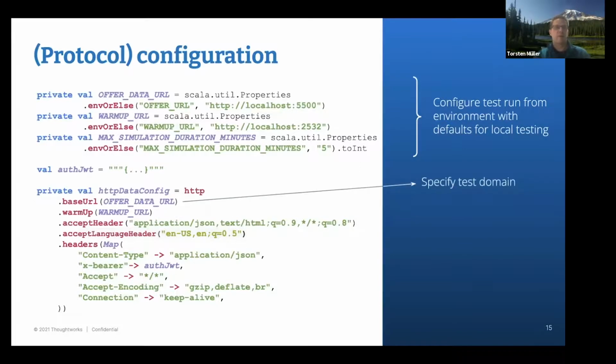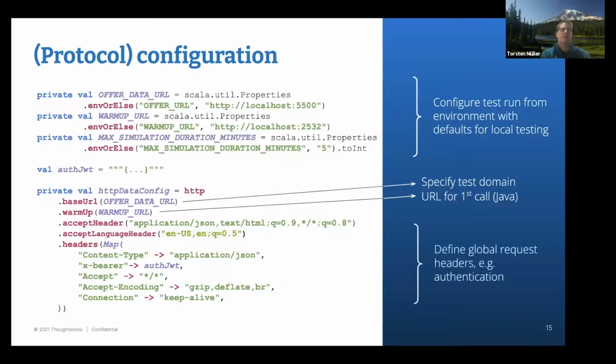Then for the requests, they're always going to go against the same domain. So we're going to define a base URL. This warm-up is a little Gatling/Java special. There are some requests being made before the test starts. And of course, they should not affect the system. So this is how you specify that. And then the rest is essentially common headers for your requests.